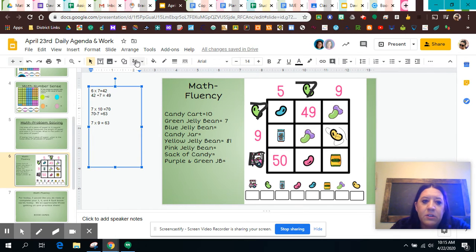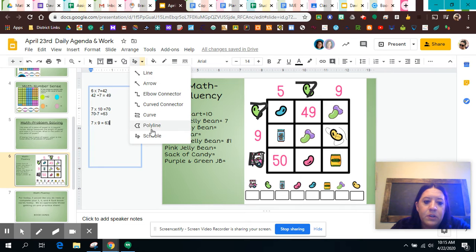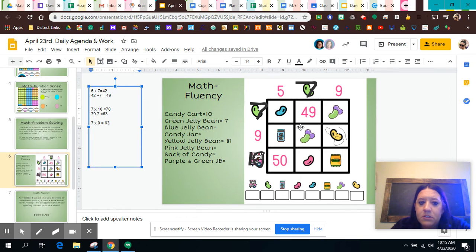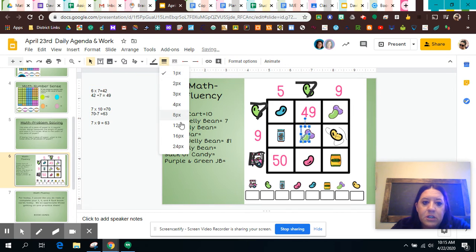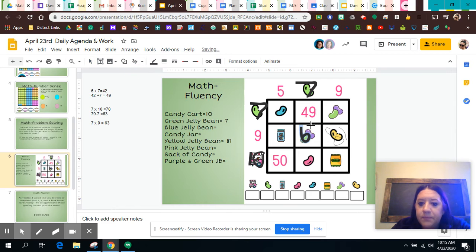So this middle number right here, grab that scribble. Oh, I think now it just is there. Okay, let me change it so we can see it. 63. Oh, good. There, it's done. Okay, so that is 63.